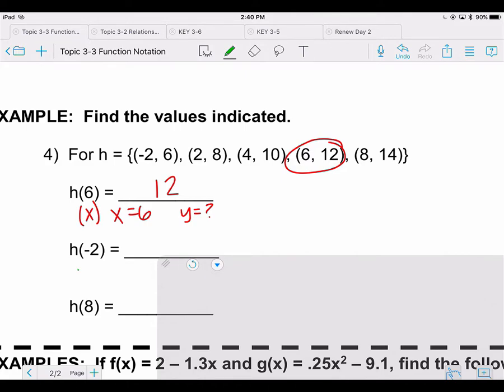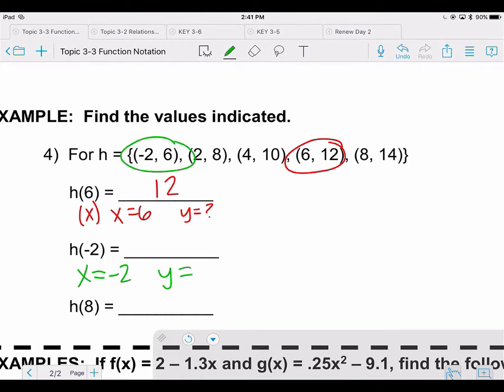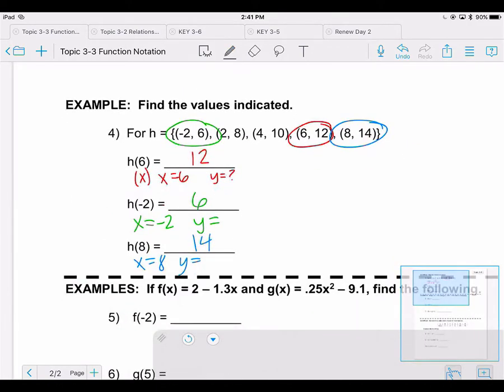For the second one, x is negative 2 because the inside is x, so go find y. When x is negative 2, y is 6. And on the bottom, x is 8, find y. When x is 8, y is 14. So those problems are like a simple look at what you have, go find what you need. You're not plugging in, you're not really solving anything mathematically. You're just going to look and say, oh, this is what I need.